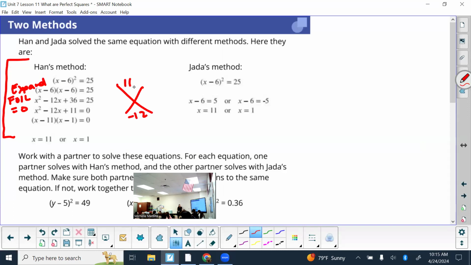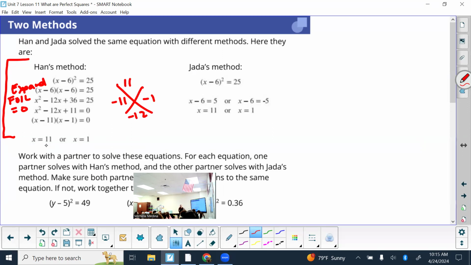So multiplying to -11, adding to -12, which means -11 and -1. And then using your zero product property. So that's a long process, as you can see. We learned how to do each step of this. Now compare it to Jada's. Hers is way fewer steps, isn't it? And she got the same answers.